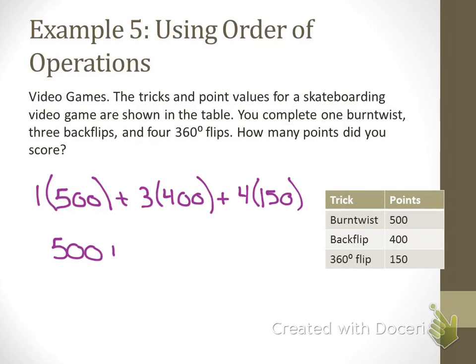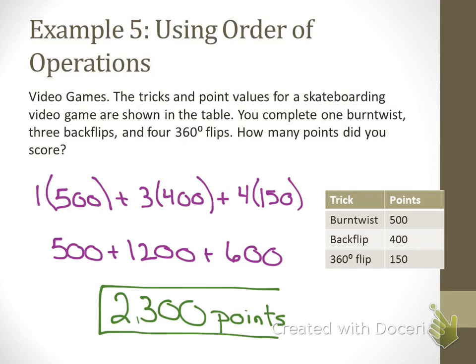1 times 500, 3 times 400, and 4 times 150. Then I can add them all together. I multiply before I add. I follow order of operations. And what do I get? How many points did I score? 2,300. I got it. 2,300, and make sure you label. And if you understand that, that's everything you need to know for 1.4.